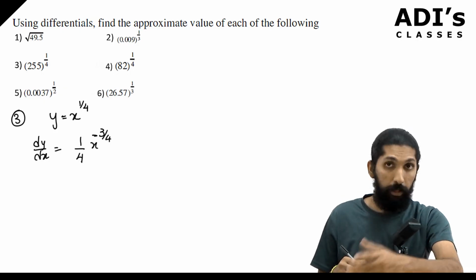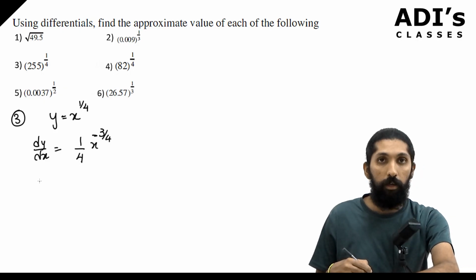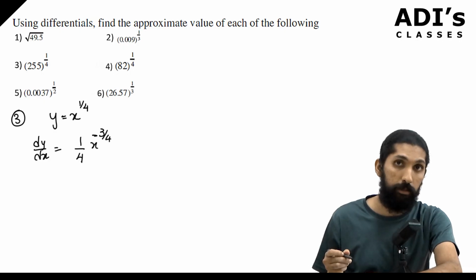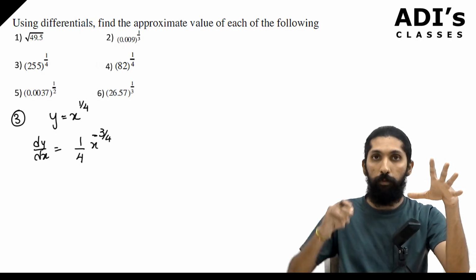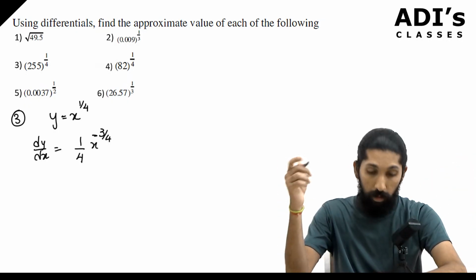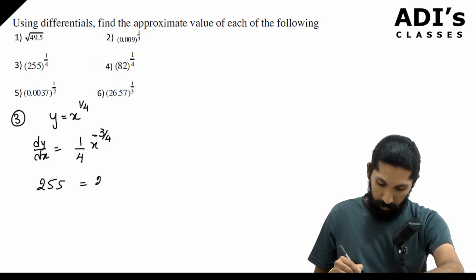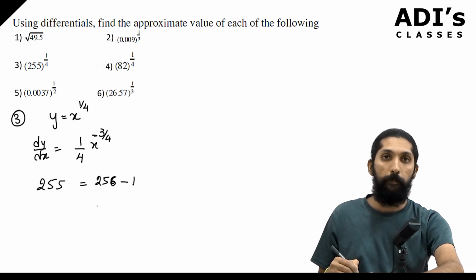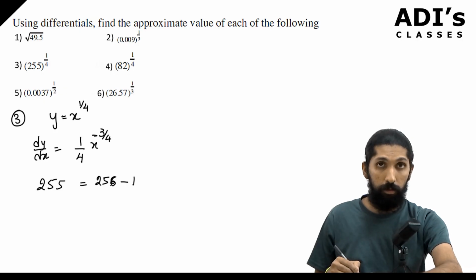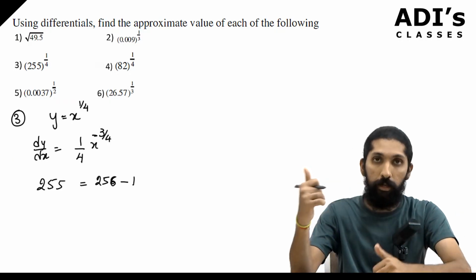Once you have dy by dx as this one, next 255. You can take 255 as 256 minus 1. Do you all understand? Till now we were doing everything plus. Now what do we have? 256 minus 1. So in this case, 255 is 256 minus 1. Now, fourth root of 256, you know the value. That's 4. So we have to do 4 minus delta y.